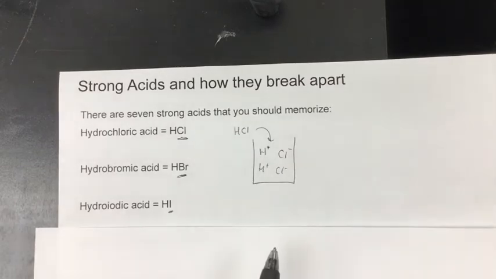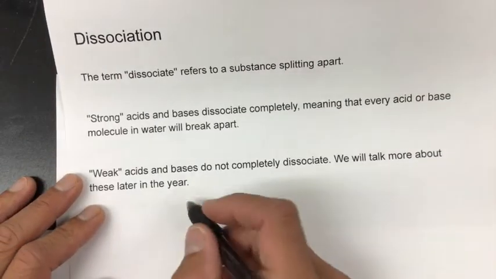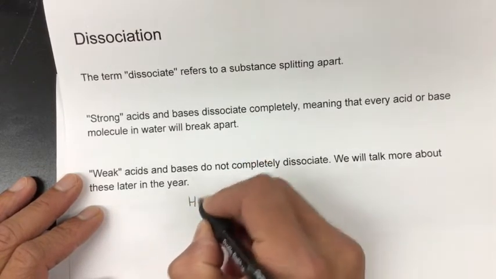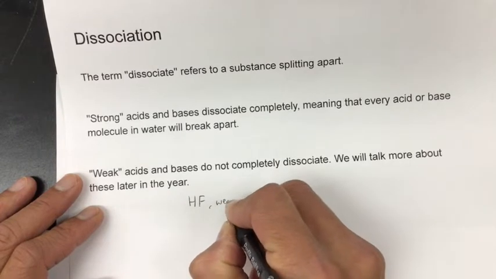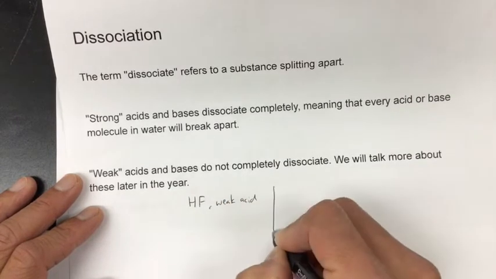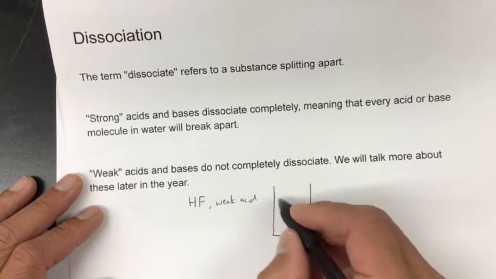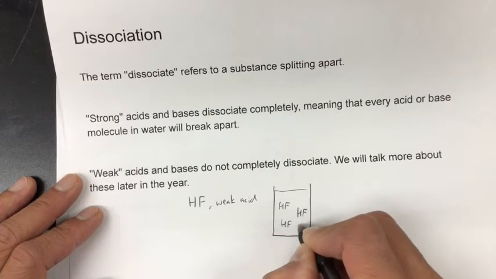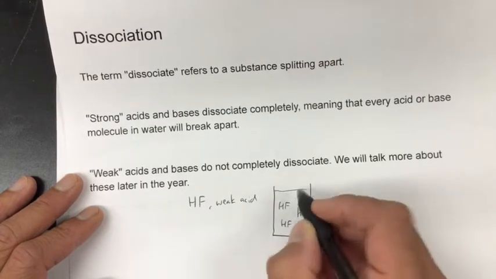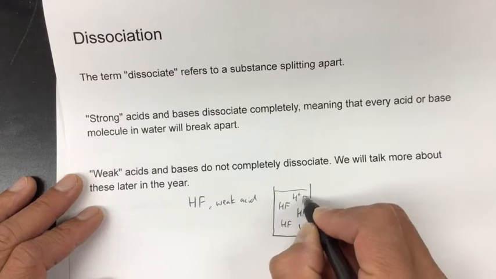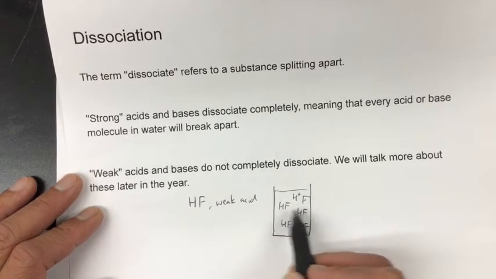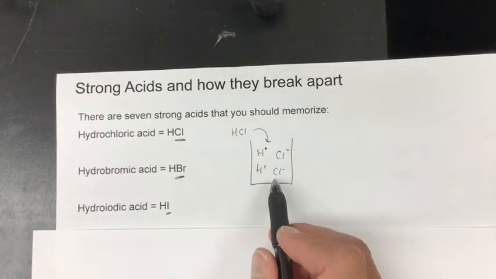For a weak acid, let's say I have HF, which is a weak acid, and I put this in water. Then what happens is in the water, you actually have a lot of HFs sticking around together, and they don't break apart. You might have one of them out of several thousand or million break apart, but here, most of them stay together. Whereas in a strong acid, they all break apart.